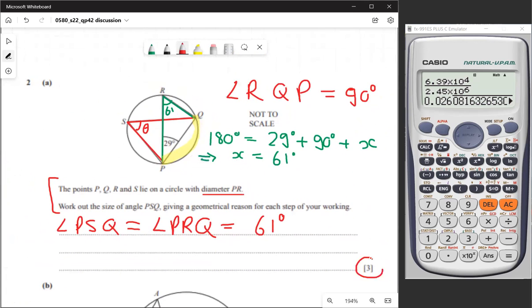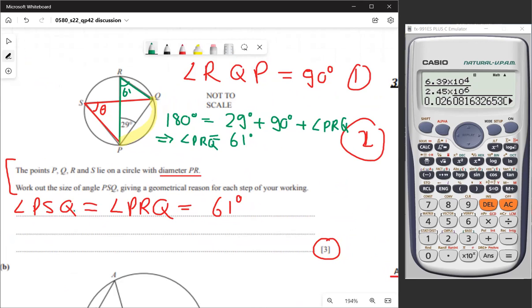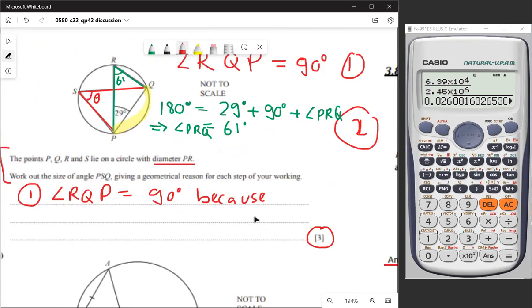Okay, so it's a 3-mark question. Why is it 3 marks? Because we did 3 things here. First, we found what PSQ was. Let's call this angle PRQ. Then we know that PRQ is equal to this. We'll write these as 3 steps. Step 1: you'll say that angle RQP is 90. Why is that? RQP, not RQR. RQP. Why is it 90? Because the angle at Q is 90 degrees.